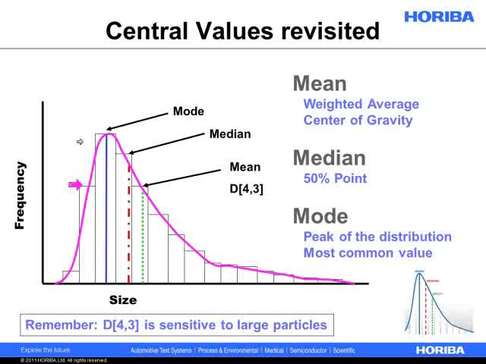Now, going back to central values, the first slide a few back showed a Gaussian distribution, a symmetric distribution. If the distribution were asymmetric, let's say we were grinding something, the mean, median, and mode wouldn't necessarily be on top of each other. They wouldn't be the same value. In that case, again, the mode is the peak of the distribution, the most common value. The median is the 50% point, where 50% of the particles are smaller than this value and 50% are larger. And the mean, again, is the center of gravity. And because the D43 mean emphasizes large particles, it will always be larger than the median and the mode in a situation like this.